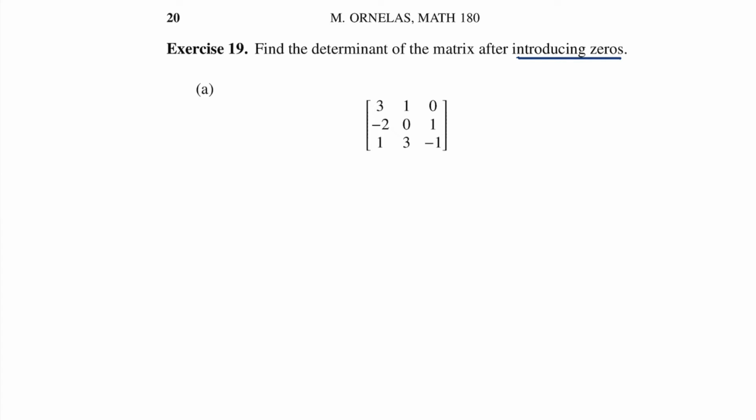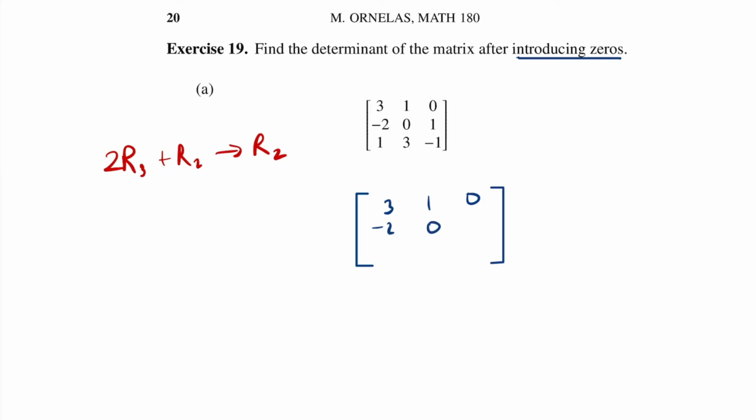So first thing I'm going to do is I'm going to multiply row 3 by positive 2 and add that to row 2, and that's going to equal my new row 2. So let's recreate this matrix. Okay, so this one will become a 0. And then this will be 6 plus 0 is 6. This will become negative 2 plus 1 is negative 1.